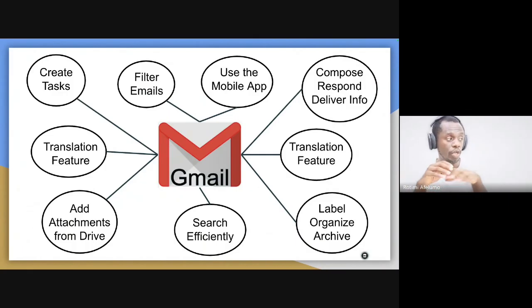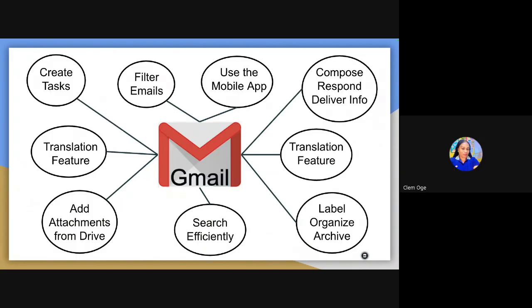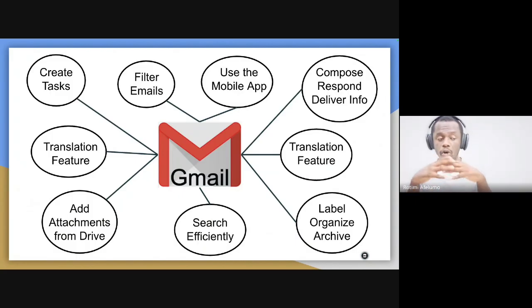There are also delivery info and translation. You can add attachments. You can also search efficiently. You can label and organize and archive your email. So there is what is called archiving. Archiving means you're storing it. You don't want to see it, but you are not deleting it. So you archive it, and you can later on go and find it. It's like you're filing it away. That's what archiving is. But you can also delete your emails.